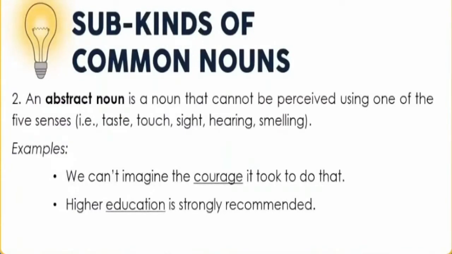Abstract noun. Alright? Abstract noun is a noun that cannot be perceived using one of the five senses. So yung kanina, yun yung mga na-perceive ng senses natin. Ito naman yung mga hindi na-perceive ng senses natin. So I have here examples. First one is courage from the first sentence. We can't imagine the courage it took to do that.